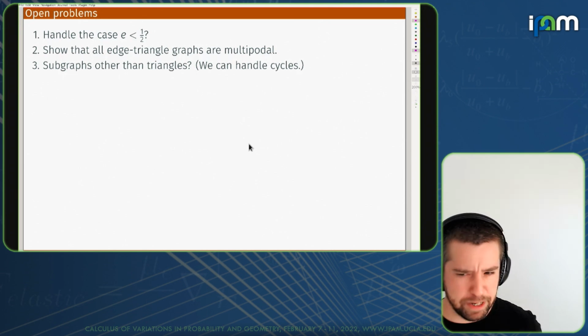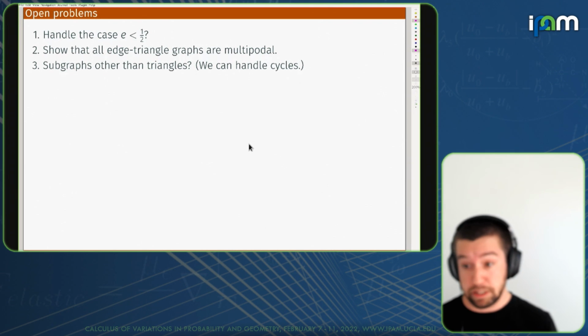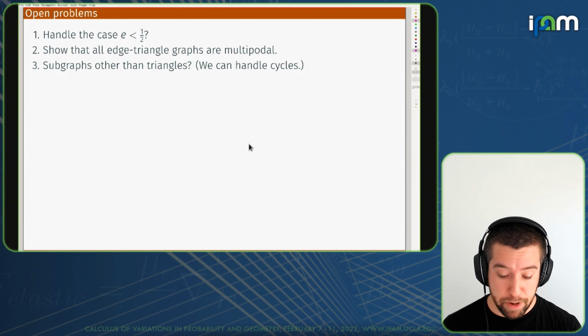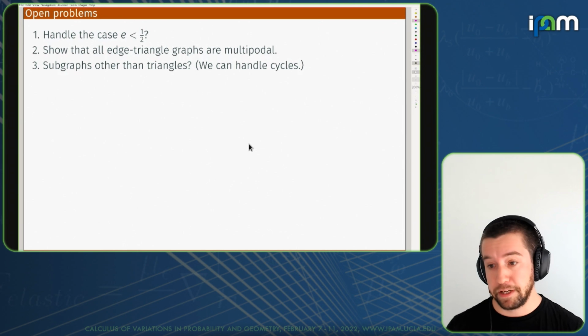Also, I've been talking about edge-triangle counts, but of course it's also interesting to talk about some other subgraph instead of triangles. Our methods can handle cycles, but nothing else.